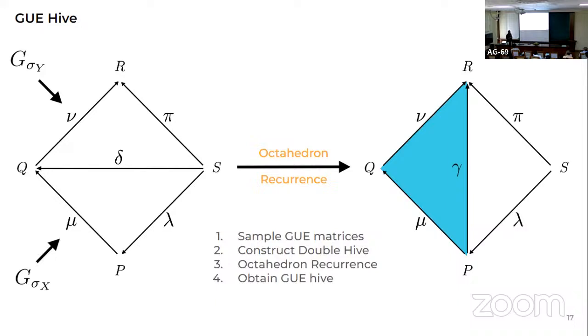What are sigma x and sigma y? Some scaling factor, like positive numbers. So we choose it on our own. We want a GV to be scaled by a factor. We call it G sigma x. So using this procedure, we obtain a GV hive.